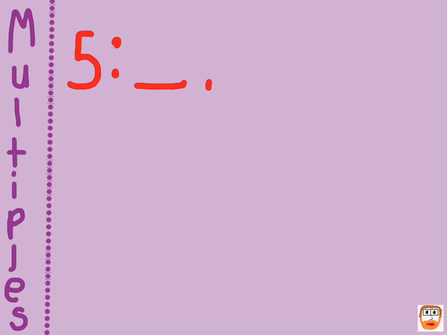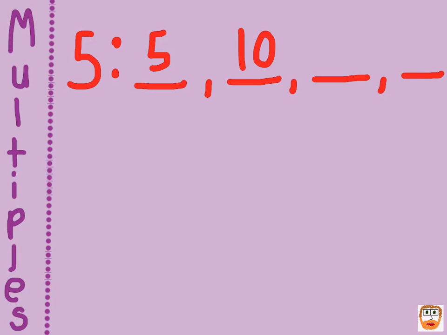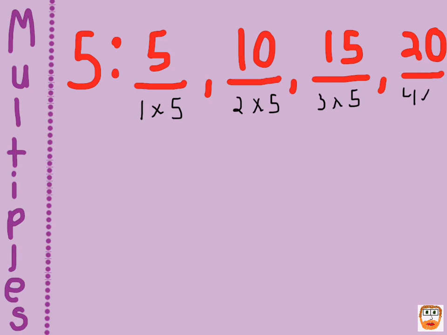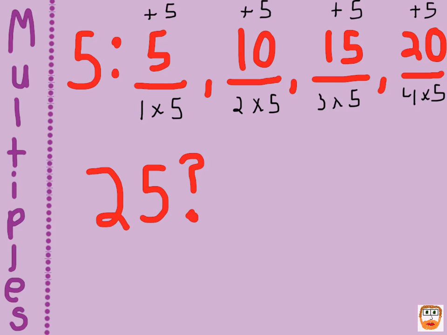So let's look at one more example where I'm going to have you do most of the work. The multiples of 5. The first 4, of course. So 5, the first multiple is 5. And the next multiple is 10. And the next multiple, 15. And the next multiple, you guessed it, 20. So as you can see, we have a rule or a pattern with the multiplication as well as with the repeated addition.